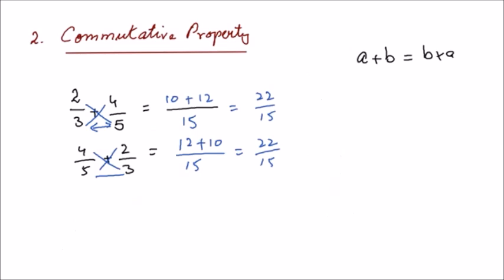Now, commutative property. Commutative means we change the places. For example, first we have written A, then B. Here, B, then A. We have changed the places, and the answer must be the same. In this example, we have also done like this. We have changed the places, and the answer is exactly the same. So, commutative property exists on rational numbers.